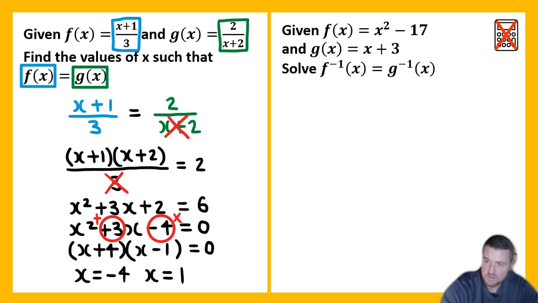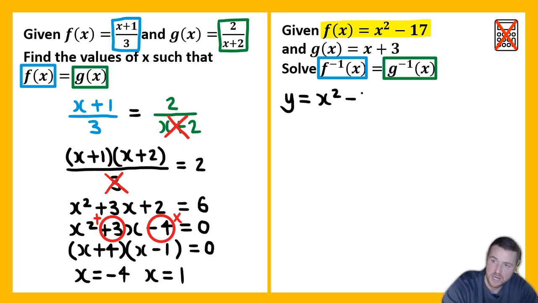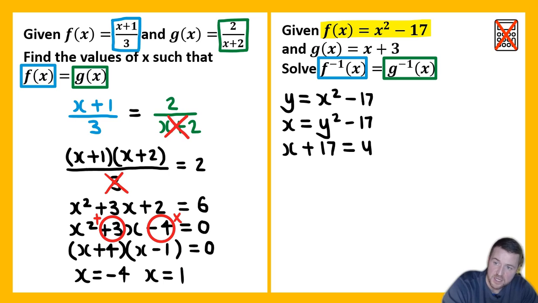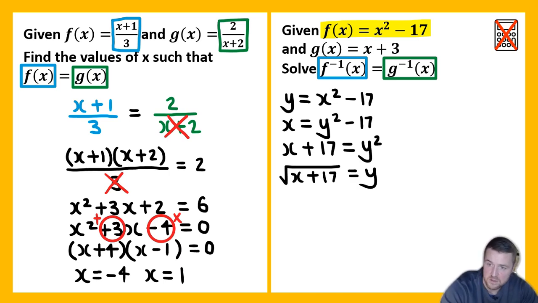For the second question, given that f of x is equal to x squared minus 17, and g of x is equal to x plus 3, we need to solve when the inverse function of f is equal to the inverse function of g. Let's start by finding the inverse function of f, making y equal to x squared minus 17, replacing x and y, and making y the subject, so adding 17 to both sides, and square rooting both sides, so the inverse function of f would be equal to the square root of x plus 17.